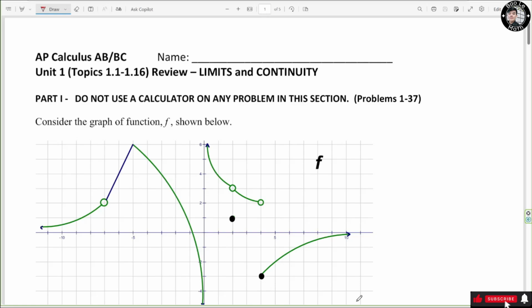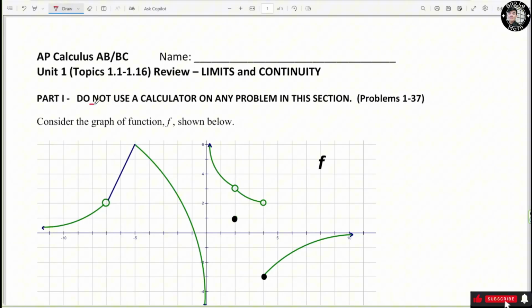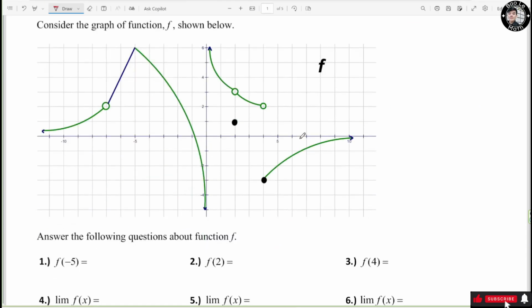Hello everyone, in this video we're going to review Unit 1, Topic 1.1 to 1.16 of AP Calculus AB and BC. Part 1, do not use a calculator for problems 1 to 37. Alright. Question 1, f of -5 is right here. F of -5 could be right here. The answer should be 6.